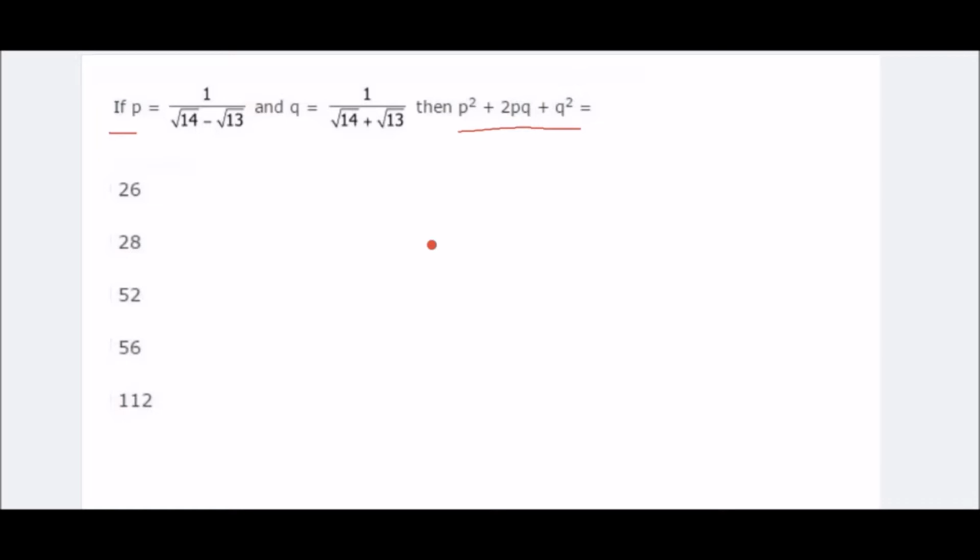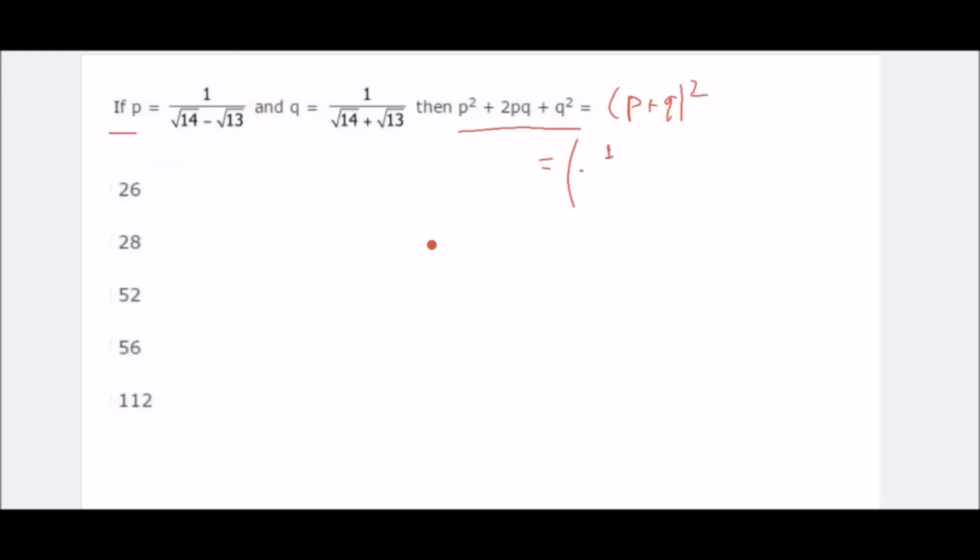See here, it is in the form of a square plus 2ab plus b square, right? And that is the formula of (a plus b) whole square. So (p plus q) whole square, that will be the expression. Now substitute the values of p and q, then we'll solve it.